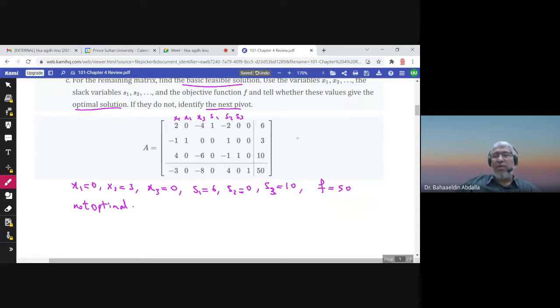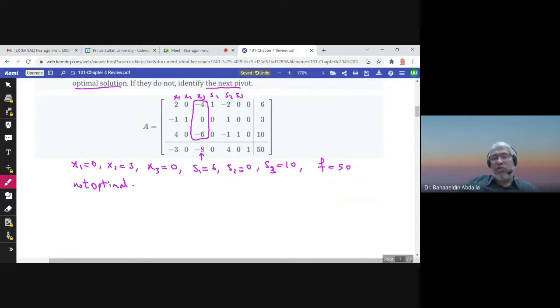So to determine the next pivot, the most negative number in the indicators is this one. So this will determine the pivot column. But now look at these numbers. 2 are negative and 1 is 0. So I cannot continue. So this system has no solution. The system has no solution.